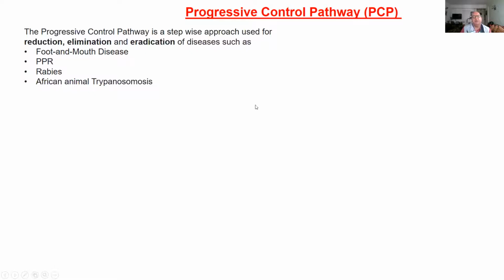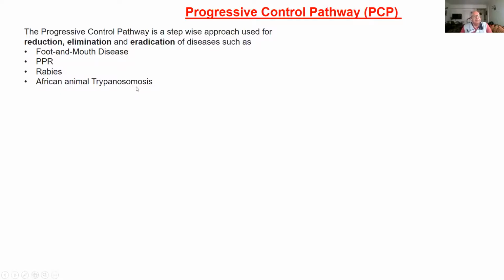Usually countries tend to forget, they put it as a control program. Control program means what is your objective? Is the objective eradication, or is it elimination, or reduction? So that's why FAO and OIE developed this PCP tool. This PCP tool was developed for the first time for foot and mouth disease. I'll just explain that tool.